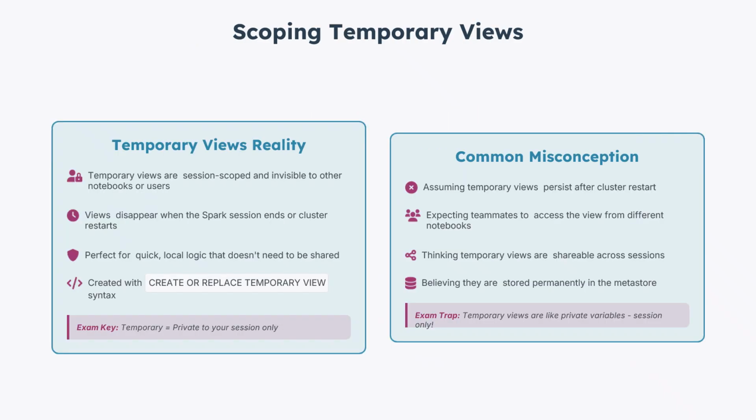Temporary views are session scoped and invisible to other notebooks or users. Views disappear when the Spark session ends or the cluster restarts. They're perfect for quick, local logic that doesn't need to be shared. Temporary views are created with CREATE OR REPLACE TEMPORARY VIEW syntax. The exam key is, temporary means private to your session only. Don't assume temporary views persist after cluster restart or are shareable across sessions.